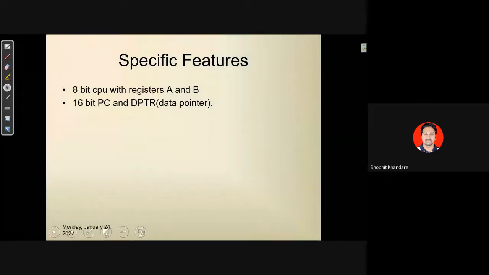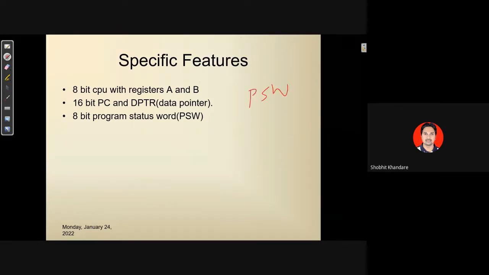The next feature, it has an 8-bit program status word. This is also important. So what do you mean by program status word? Program status word, उसका दूसरा नाम होता है flag. I want everyone to listen. This is important. Today's lecture is very important. So when you talk about the flag or PSW, that is a program status word.